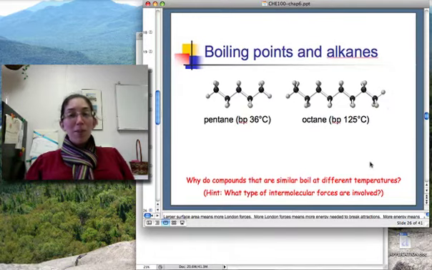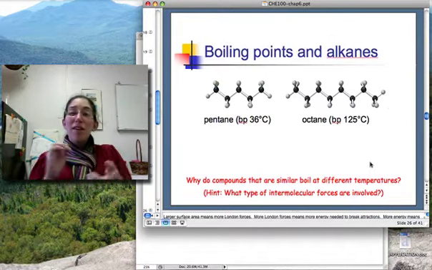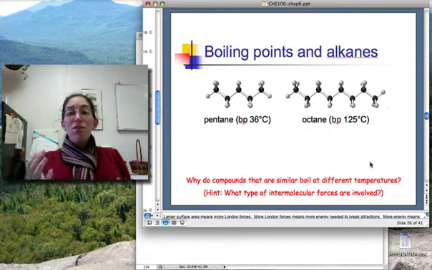So the boiling point of a compound, of any substance, is going to be very dependent on atmospheric pressure, but aside from that, it's going to depend on how strong the intermolecular forces are. The stronger the intermolecular forces, the more energy you need to disrupt them.